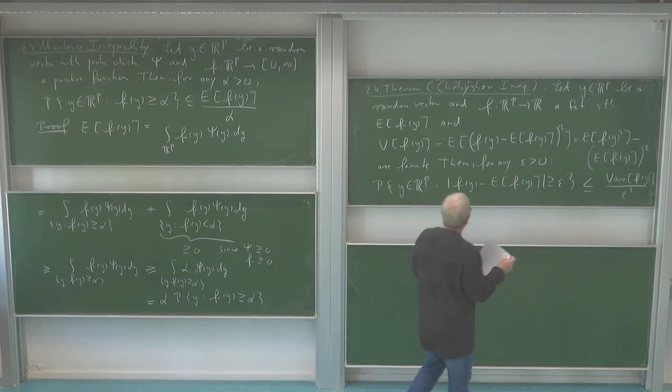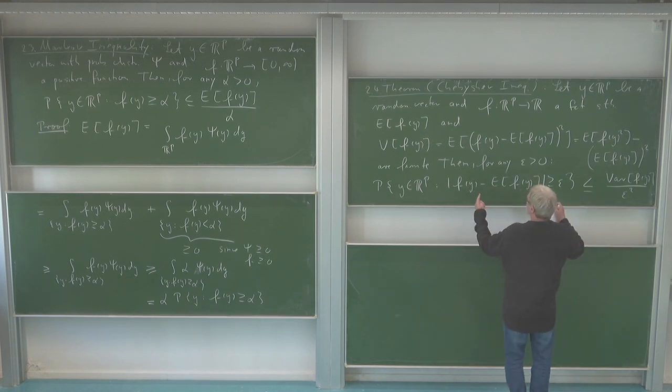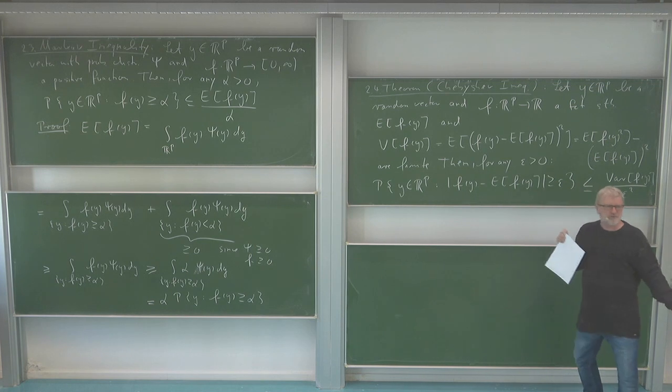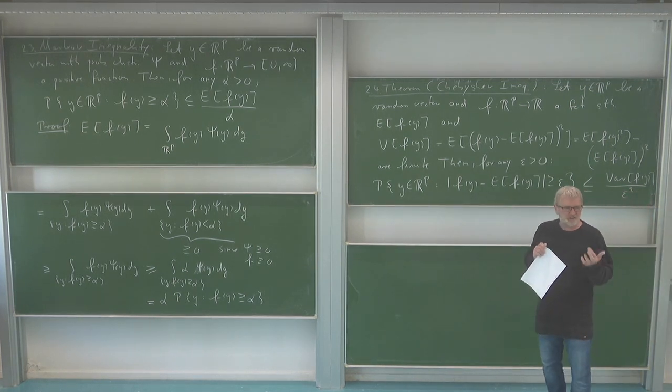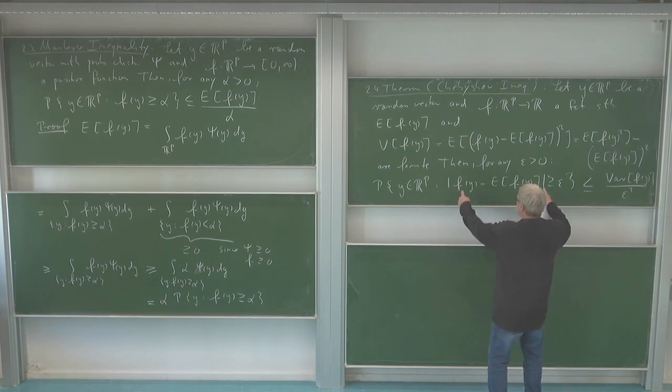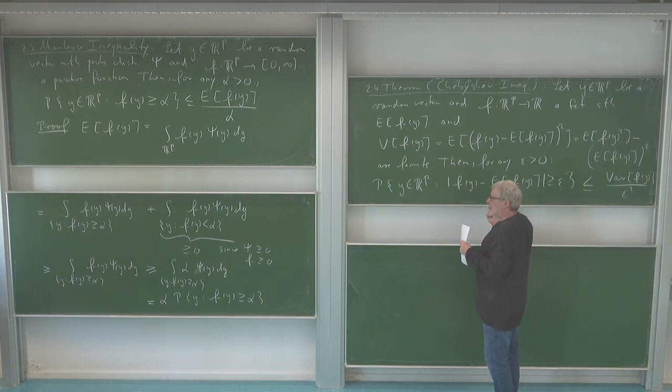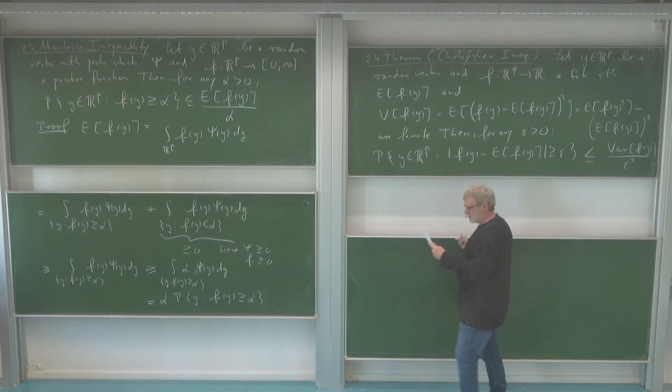Essentially applying it to this function here, but this function has this problem of having the absolute value, which is not easy to deal with. But there's this idea: if you want inequalities, we can get rid of the absolute value or things like this by squaring it. The inequalities are preserved. So that's what we are doing here. We apply Markov to the square of this.